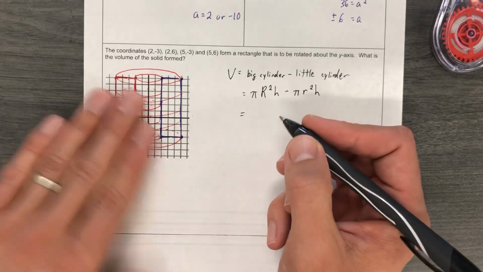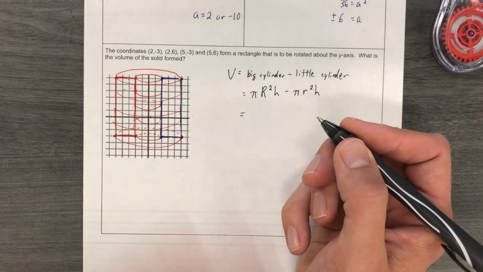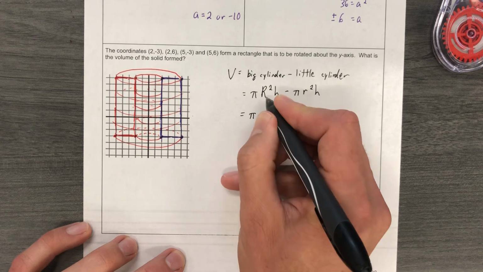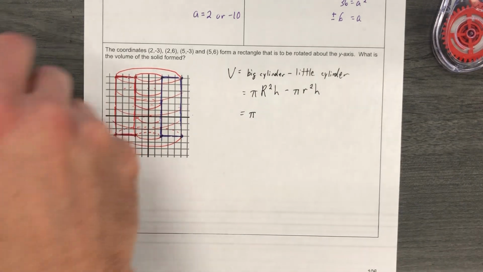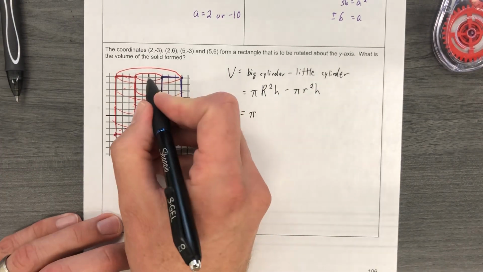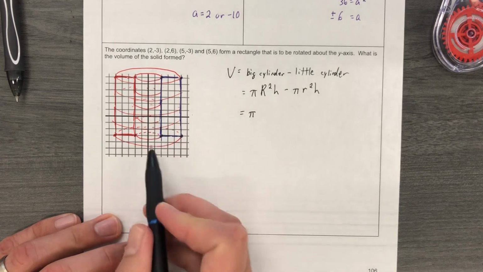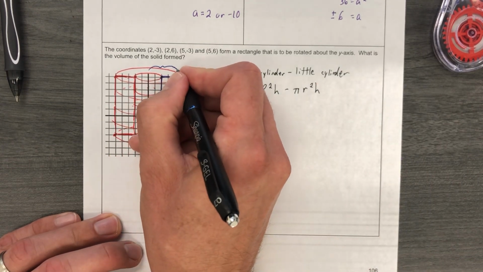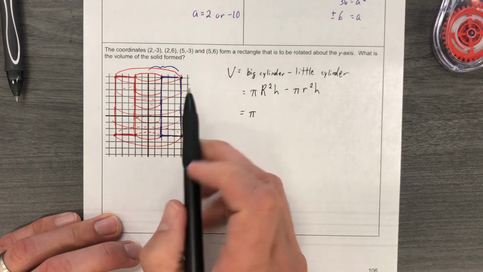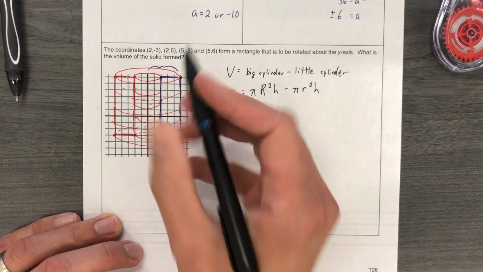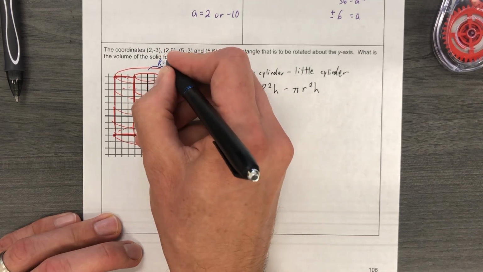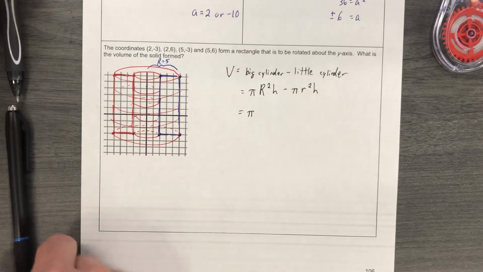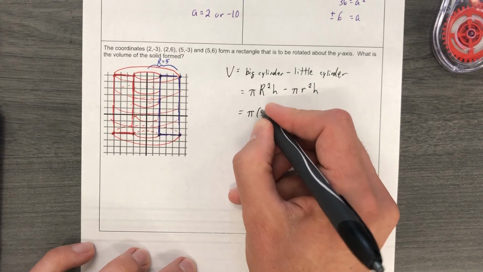So we have residue from the toilet paper. Pi times the big radius. Okay, what's the big radius? The big radius is going to be from the center, like the axis of rotation, the y-axis. That's going to be this. And that distance right there, you can count it, but you can also see it. It's 5. So big R is 5, so we have 5 squared.